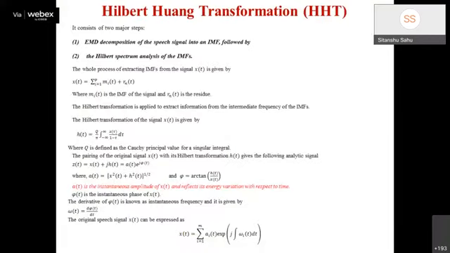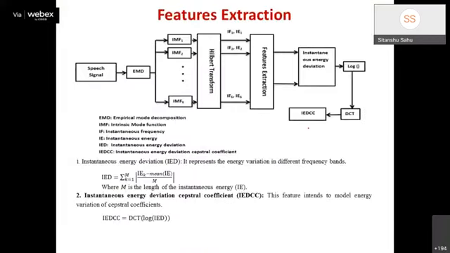Okay, so here we find another feature called IEDCC, instantaneous energy deviation cepstral coefficients. The process is like this: the speech signal will be decomposed using EMD, empirical mode decomposition, into several IMFs.